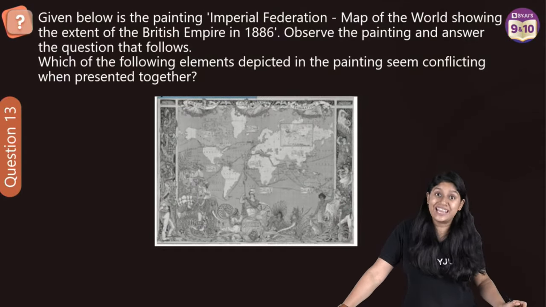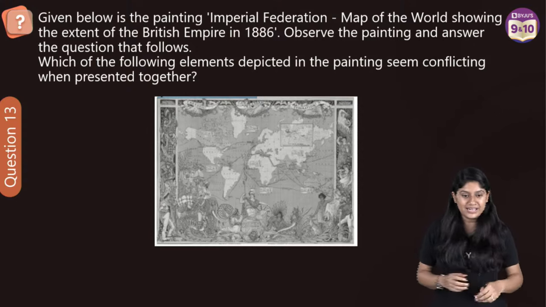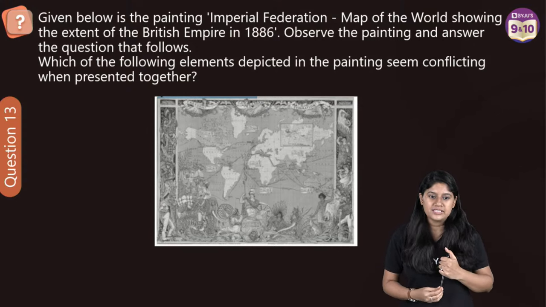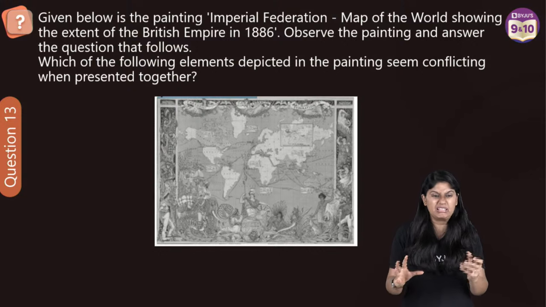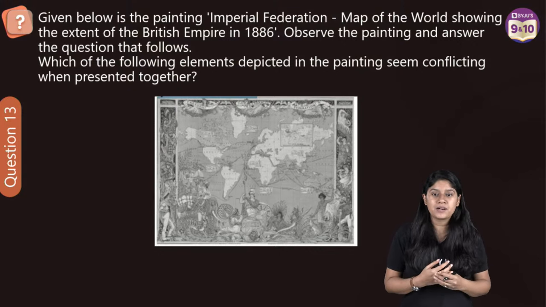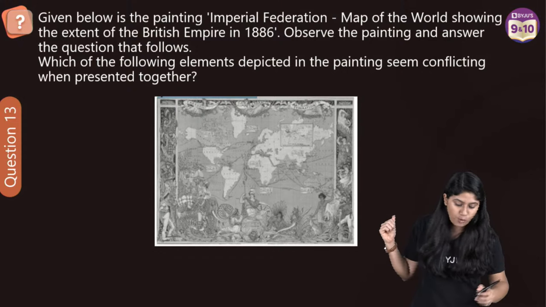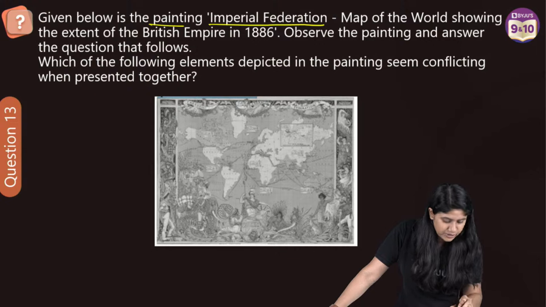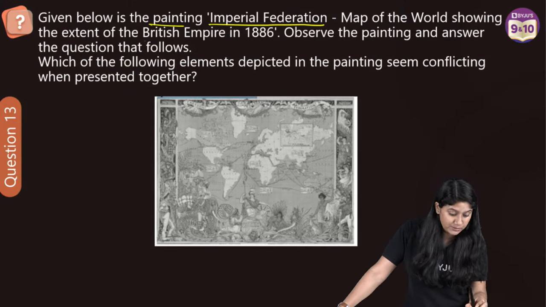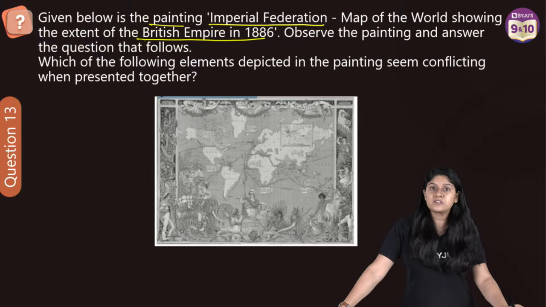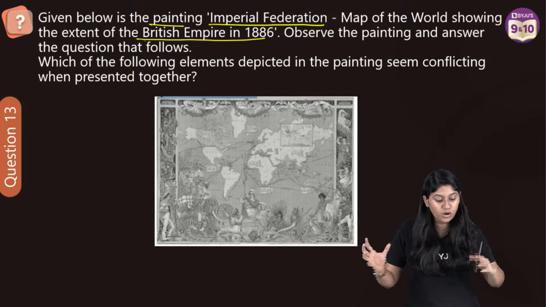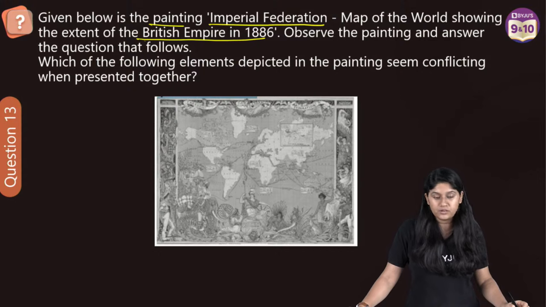Moving ahead to the next question, which is from the chapter The Rise of Nationalism. I want you to observe this image and tell me where you have seen this. Tell me, everyone. If you are through with the NCERT, I'm sure you'll be able to spot this particular map. In which chapter? I just mentioned the name of the chapter also. So, yes, very good. Over here, we have the painting of the Imperial Federation. And the map is showing the extent of the British Empire in the year 1886. We have to observe the painting and answer the question that follows. Which of the following elements depicted in the painting seems conflicting when presented together?